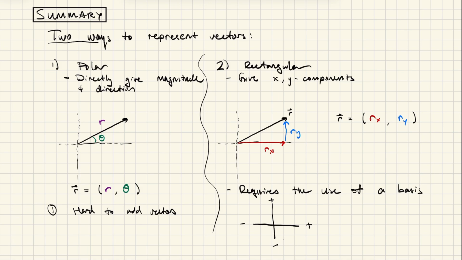For now, just remember that the rectangular coordinate representation uses the Cartesian basis, the same one that you use when you make plots, right? The upside of the rectangular coordinate representation, as we'll see in the next couple of videos, is that it makes adding and subtracting vectors and even multiplying vectors much easier. And so this will be the more functionally useful representation of vectors.